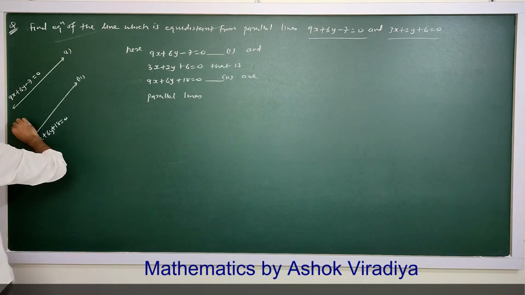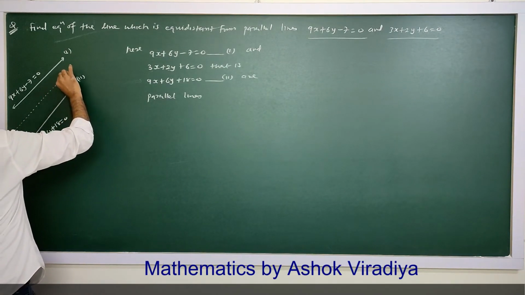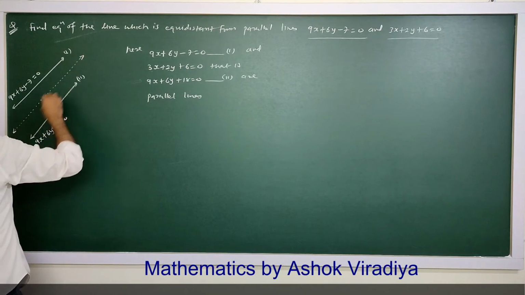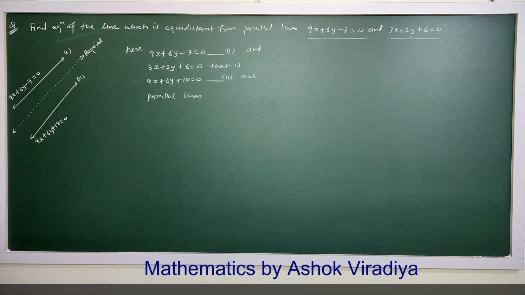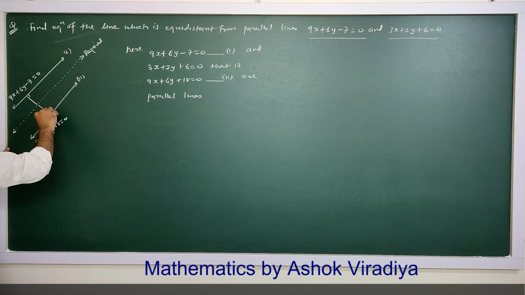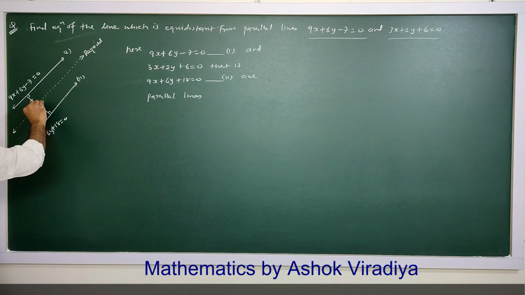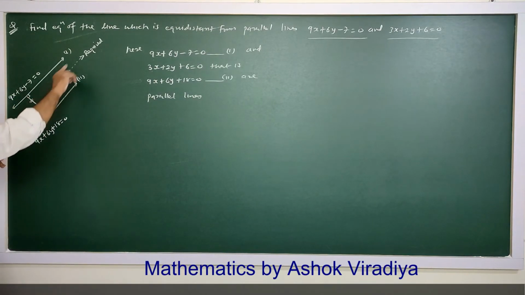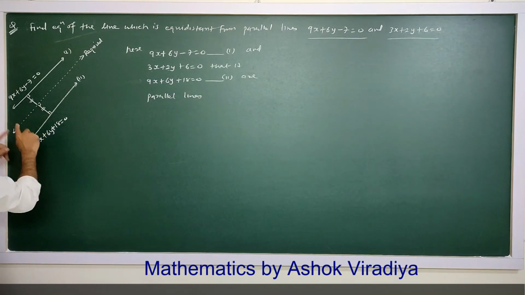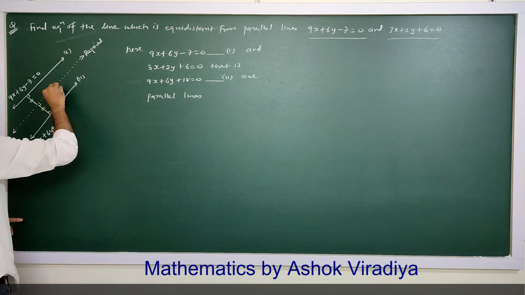So suppose that this is the required third line. Because it will be equidistant from both lines, the perpendicular distance between the required line and the first line is equal to the distance between the required line and the second line. And because the required line is also parallel to these two, its equation can be written as 9x plus 6y.